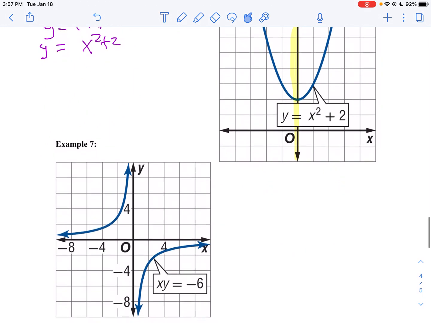Then if I look at example 7, it doesn't seem to be symmetric with the y-axis because I don't have a point corresponding to the other side of the y-axis. It doesn't seem to be symmetric with the x-axis because if I have a point, I don't have a point on the opposite side of the x-axis. But it does seem like it's symmetric with the origin because for every point I have the opposite point on the other side. So it seems like we have point symmetry here. So I'm going to say it's symmetric with respect to the origin.